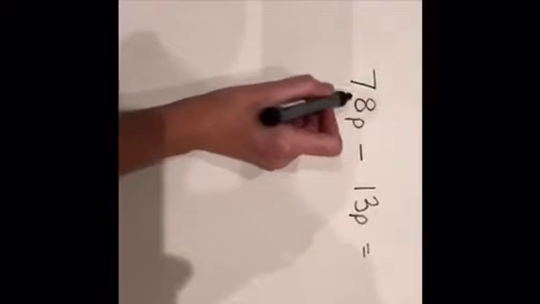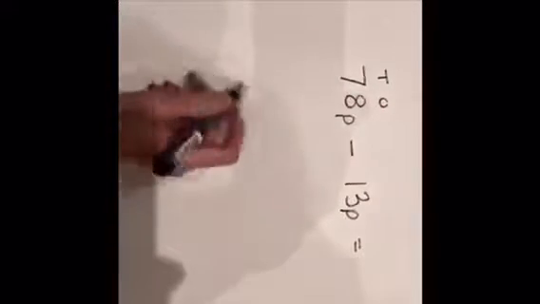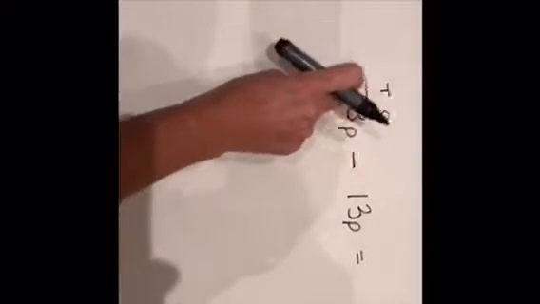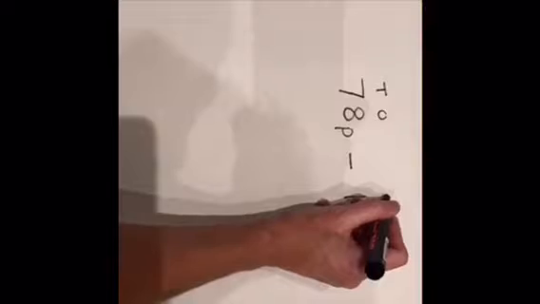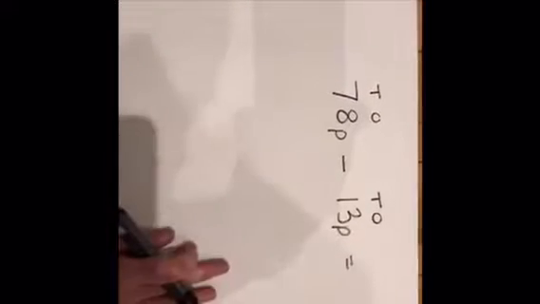So looking at these numbers, tens, ones. So 7 tens is 70, 8 ones is 8, 78. So we're taking away 1 ten and 3 ones. So we're taking away 13.